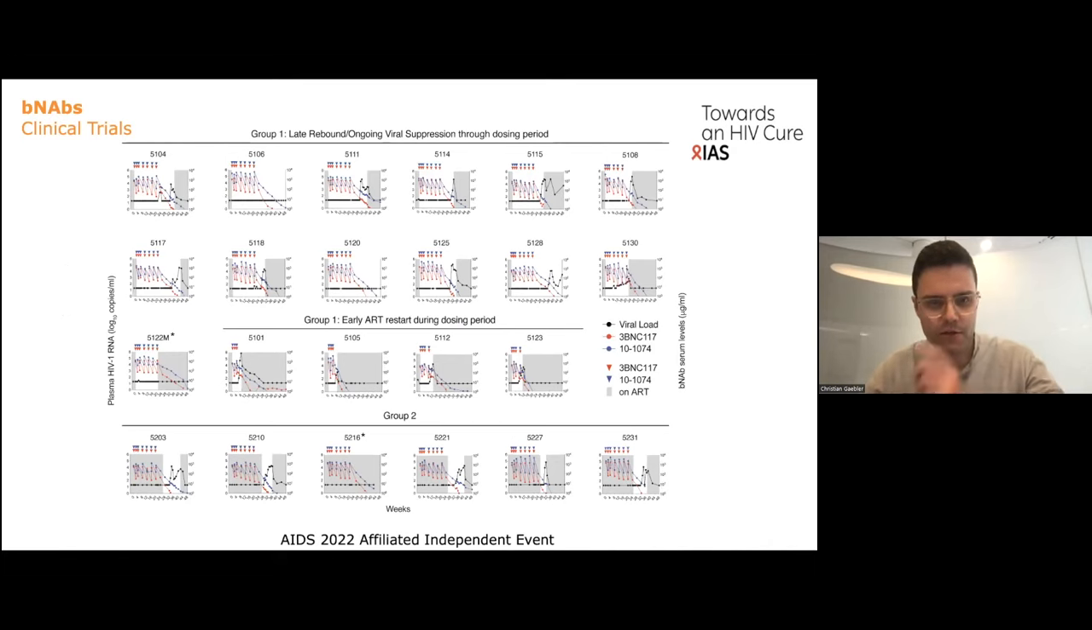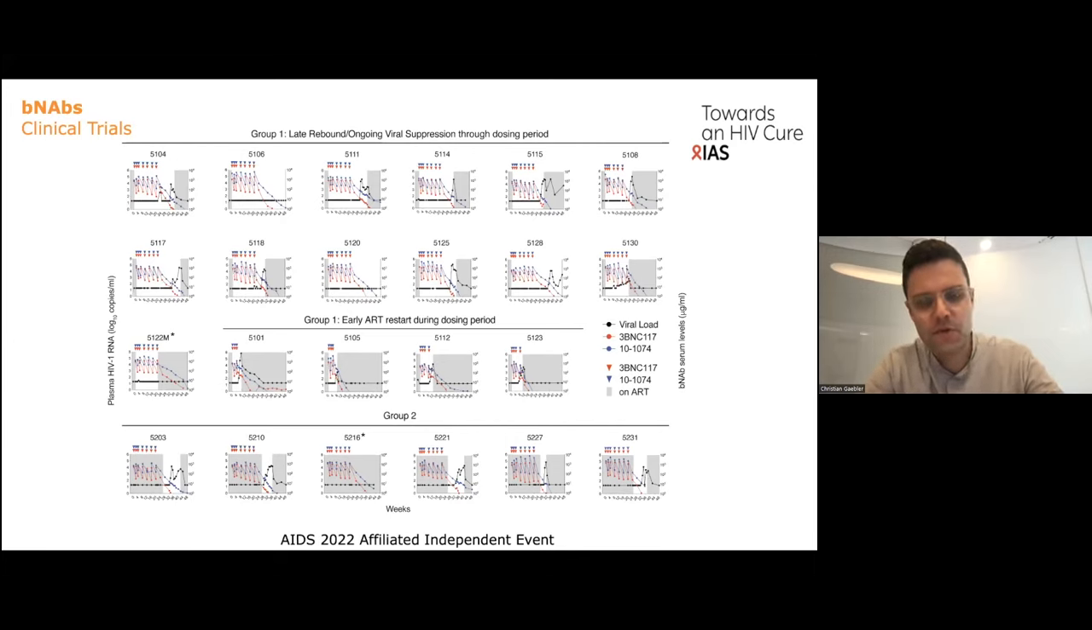So this is the culmination and the heart and soul, I think, of many, many years of work. I don't want to go into too many details, but what you can see here in the upper three rows are individual plots over the follow-up period for group one participants. At the bottom row, you see our group two participants. Whenever you see a white background, that means these individuals were in analytical treatment interruption. When you see a gray background, and I hope you can see this on the screen, that means they were on ART. The black curve represents the viral load measurements, and the colored curves, blue and red, represent serum levels of both those antibodies, 3BNC117 and 10-1074.